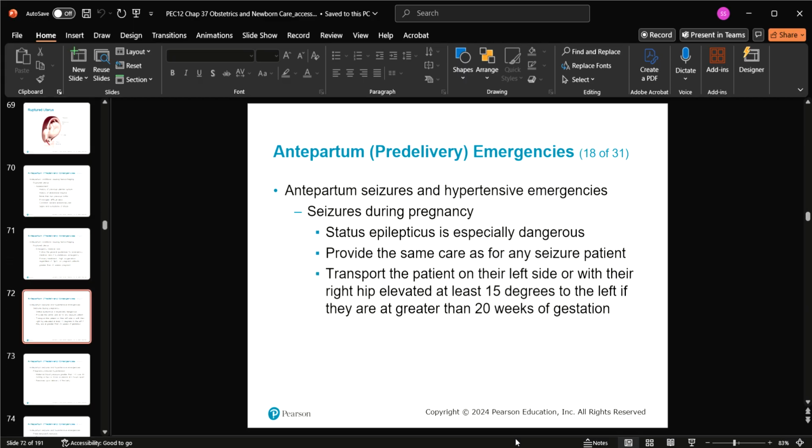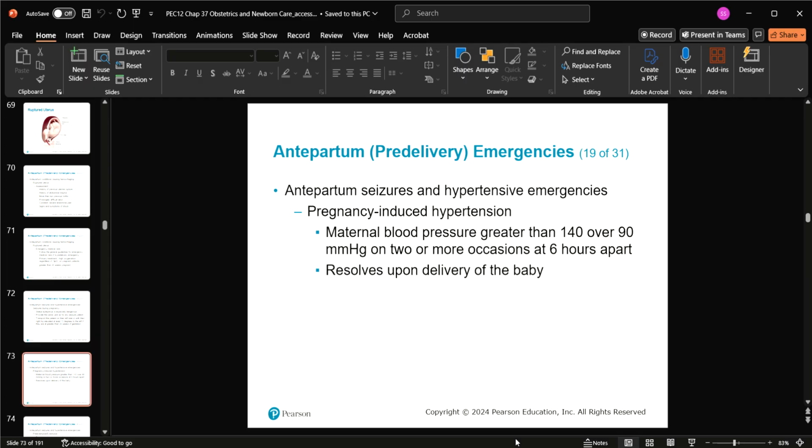All right, seizures. These are more questions that you're more likely to see on your exam and your national registry when we talk about seizures, preeclampsia and eclampsia. So preeclampsia is a blood pressure greater than 140 over 90 millimeters of mercury on 2 or more occasions, 6 hours apart.